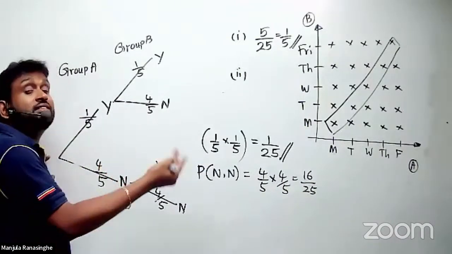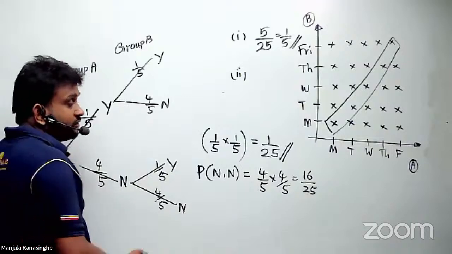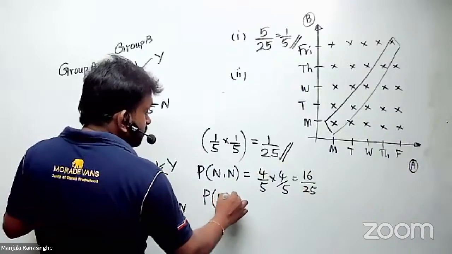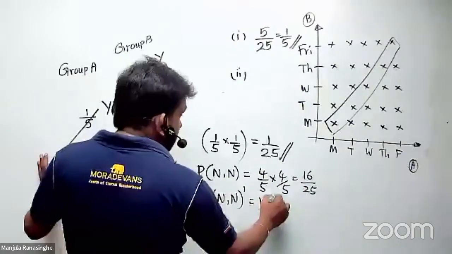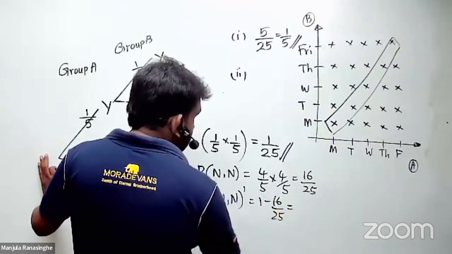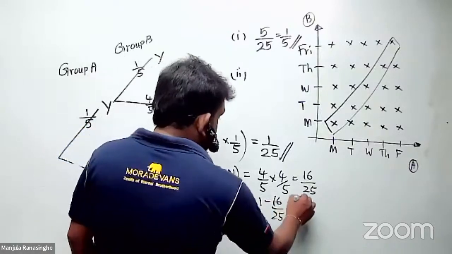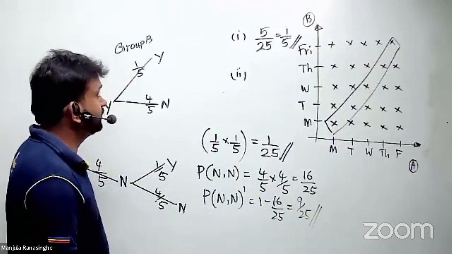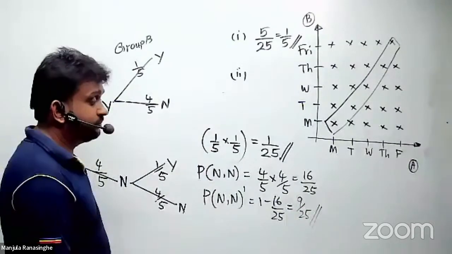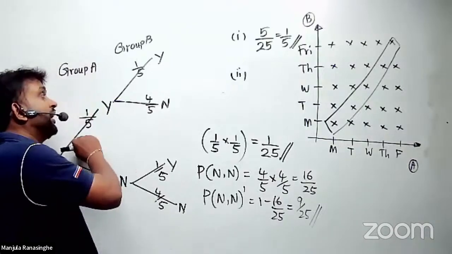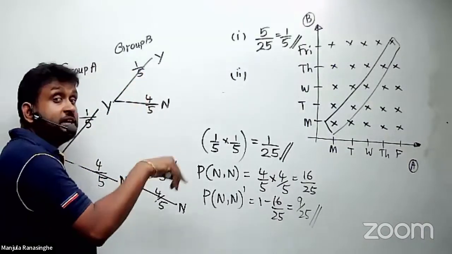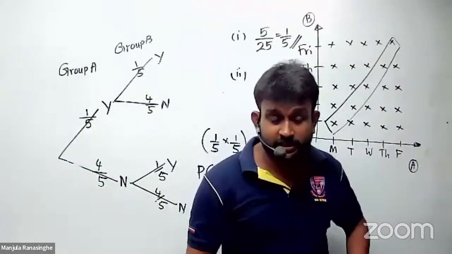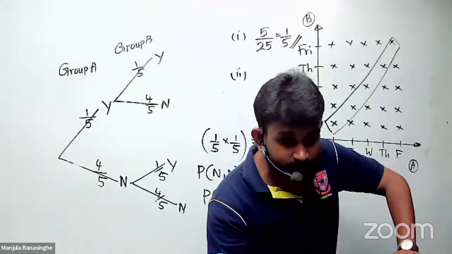Then it covers at least one Y, at least one Monday. So how to find the complement of the probability of this event? Like P(N) dash, right? That means 1 minus 16 upon 25. Then you can take the answer 9 upon 25. Or otherwise, you can add these three parts, except the NN part, and take the sum of the probabilities of these three branch multiplications. Okay. Are you okay with that one?